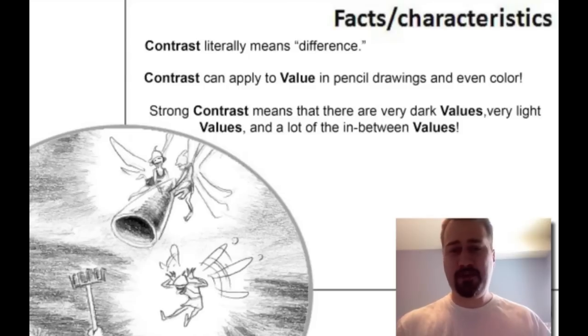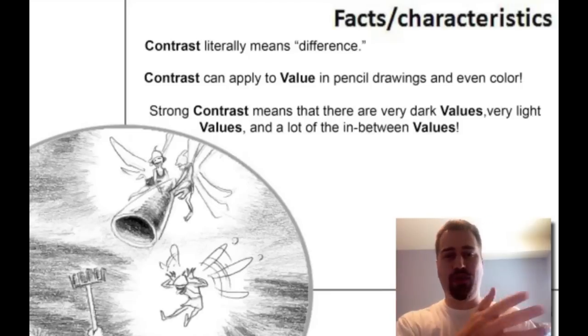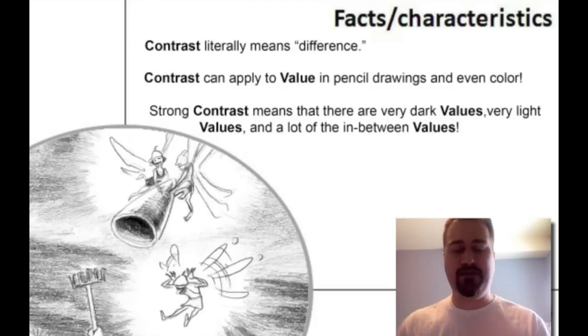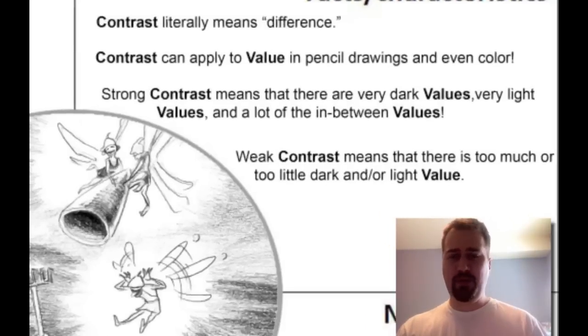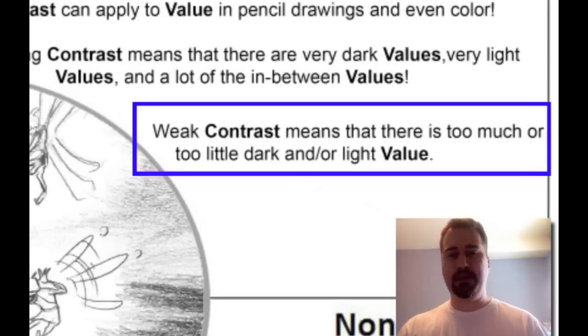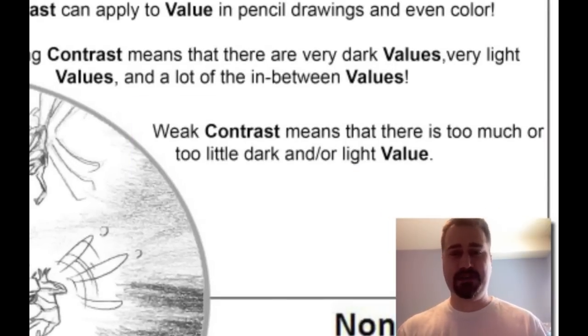If you want very strong contrast in your piece, that's a good thing. Strong contrast means that your dark values are very dark. Likewise, your light values are very light. And there's also a wide range of all those little different gray values in between. So that's what you want to shoot for in your pieces. Weak contrast means that there is either too much or too little of dark and light. And you'll see some examples of that.